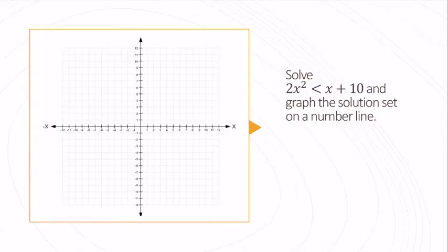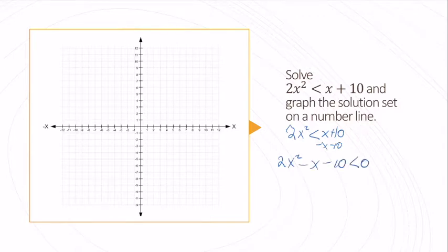So what if I have 2x squared is less than x plus 10, and I want to graph the solution set on a number line? How might I go about doing that? So what I want to go ahead and do is take 2x squared is less than x plus 10, and I want to move this x over and my 10. So I have 2x squared minus x minus 10 is less than 0.